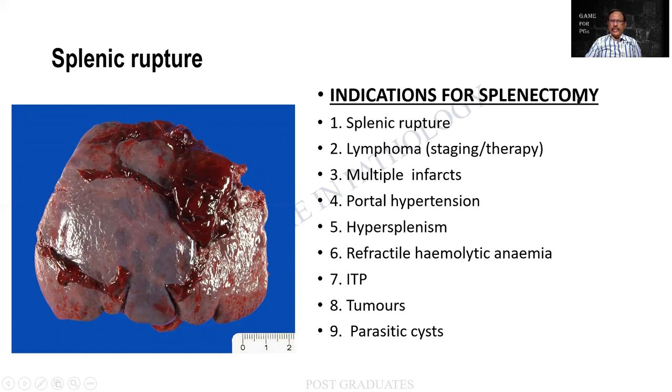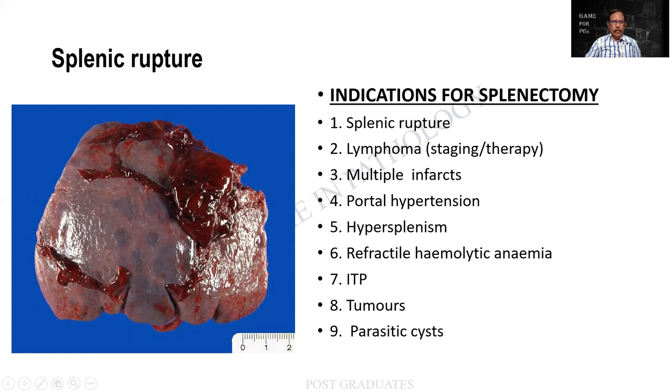So what are all the indications for splenectomy? Any splenic rupture, it is a surgical emergency, it has to be removed. Lymphoma, sometimes we do it for staging and therapy. Multiple infarcts, we will have to do it. Portal hypertension, rarely it is advised. Hypersplenism, refractory hemolytic anemia, as in the case of spherocytosis. ITP, tumors, parasitic cysts. These are all some indications of splenectomy. Please do have it in mind, and there should be a logical sequence with which you people should answer.